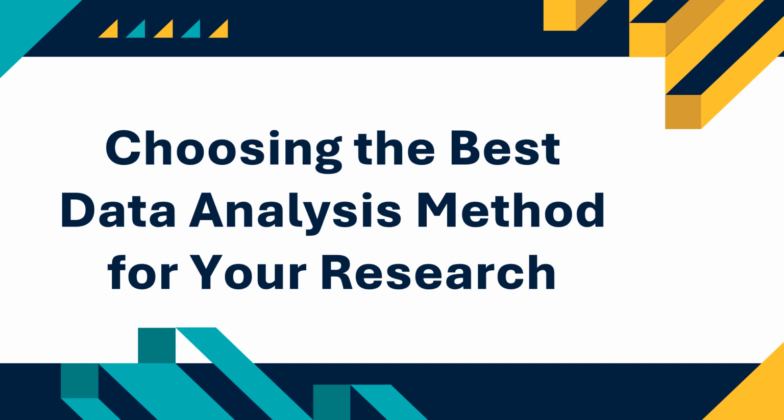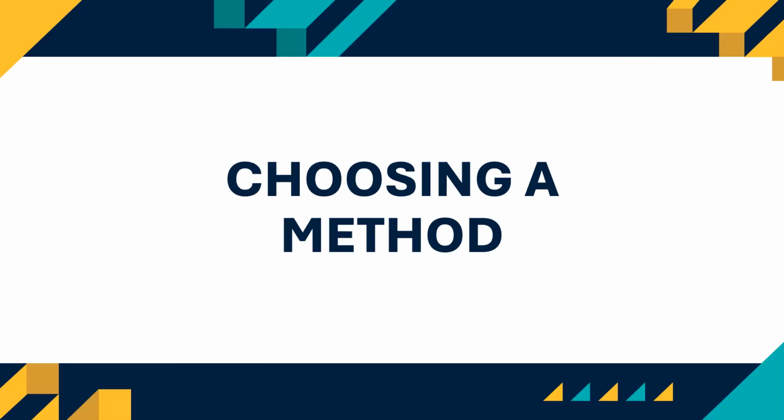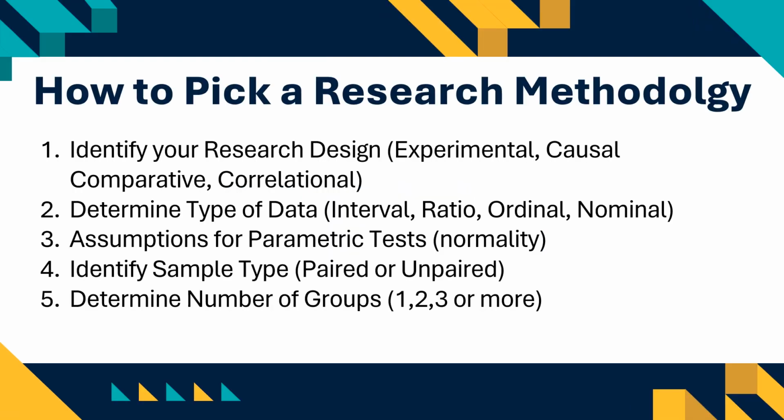Today we're going to talk about choosing the best data analysis method for your research. How do we choose a method? What are the steps in picking a research methodology? The first is to identify your research design. Once you've identified your research design, then you want to determine what type of data you are going to collect. Then you'll look through the assumptions for each test, identify your sample type, and then determine the number of groups.